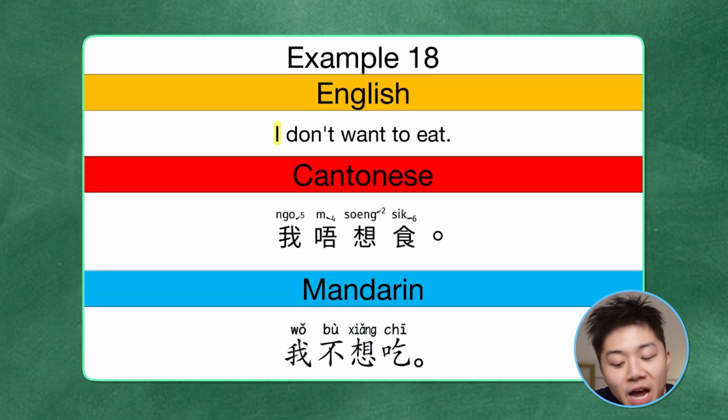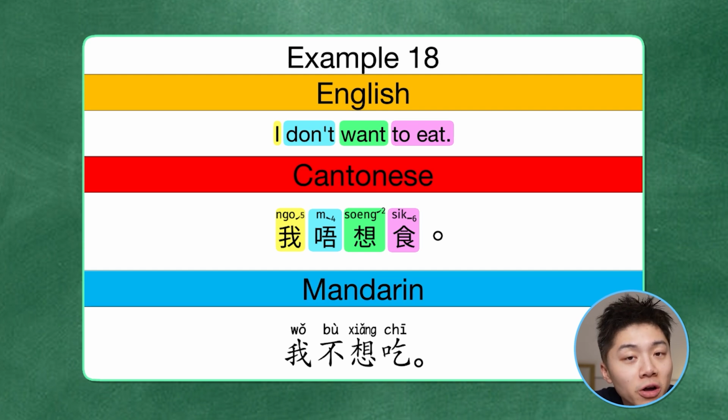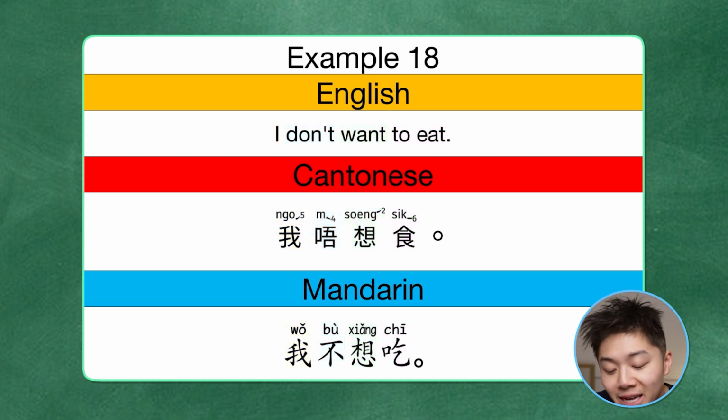Next, word 18. The word for no, not in Chinese is, in Mandarin, 不. So for example, I don't want to eat. In Cantonese it is 我唔想食. In Mandarin, 我不想吃. Let's break this down. In Cantonese, 我 means I. In Mandarin, 我. 唔 means no. In Mandarin, we use 不.